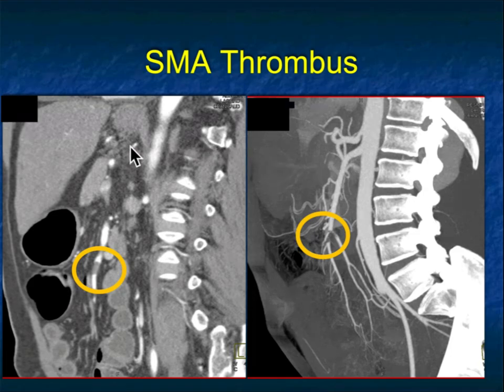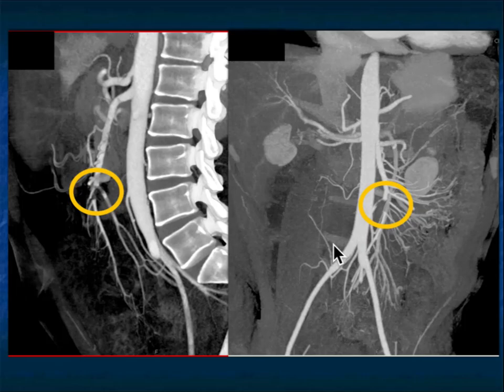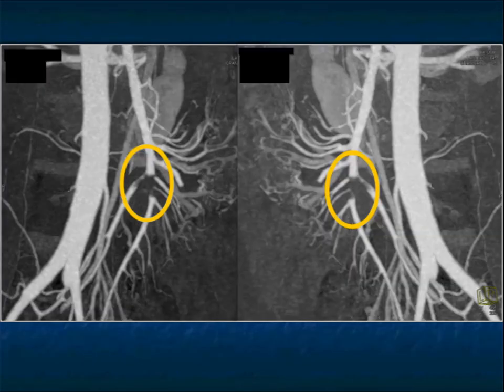But then when you track further down, there's a filling defect. There's a thrombus right there on the sagittal and on the 3D MIP. And there you see it again as I rotate the vessel around. There's a thrombus in the vessel that had to be removed. This patient would have infarcted their bowel. Look how obvious it is on the 3D, but you also get fooled in this case because it's very distal.